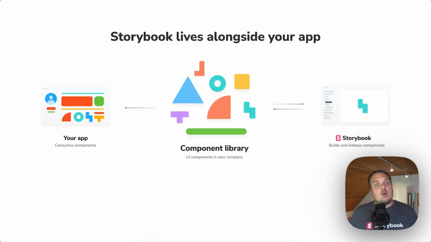Storybook lives alongside your application. It imports the same components as your application does, but it doesn't live in your application. So it doesn't have any effect on your production bundle, and your users can't use it at all. It's only for your developers and your team to use to develop your components.